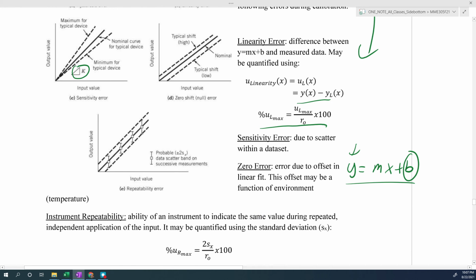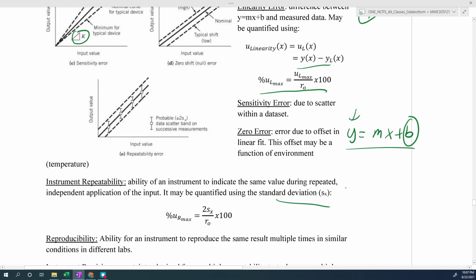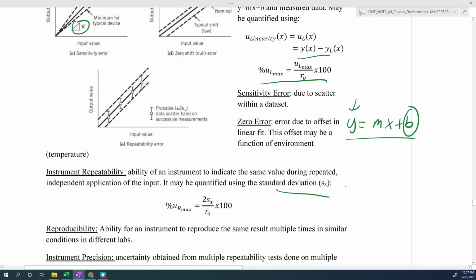Instrument repeatability is the ability of an instrument to indicate the same value during repeated independent application of the input. It can be quantified using the standard deviation of those values. When we're talking about repetitive measurements, reproducibility is the ability for labs to produce the same results multiple times in similar conditions in different laboratories.